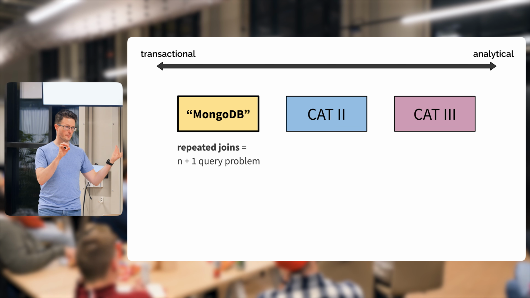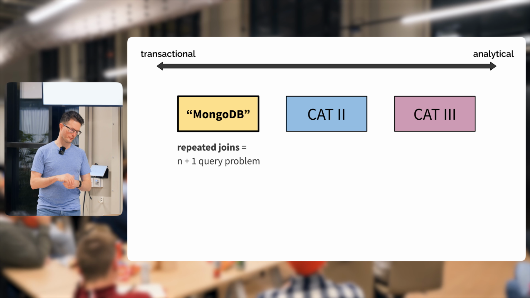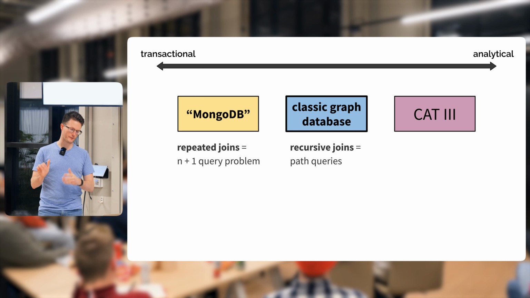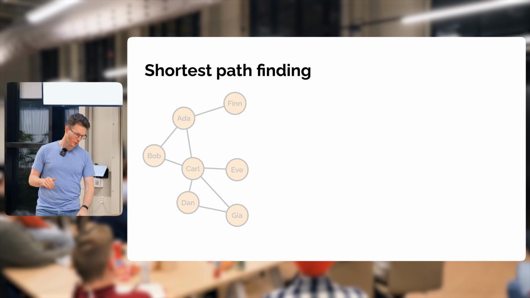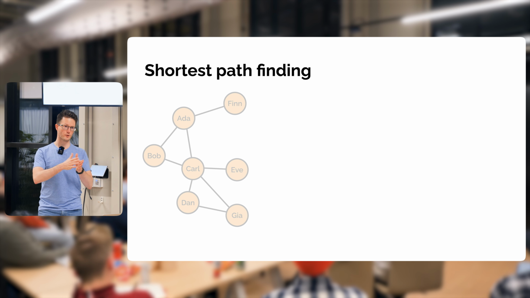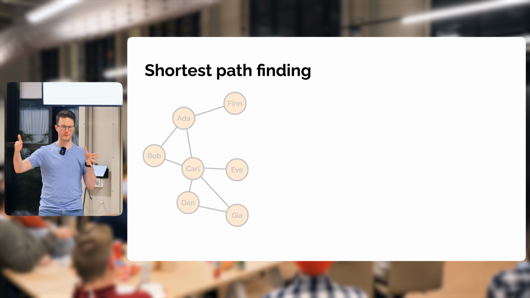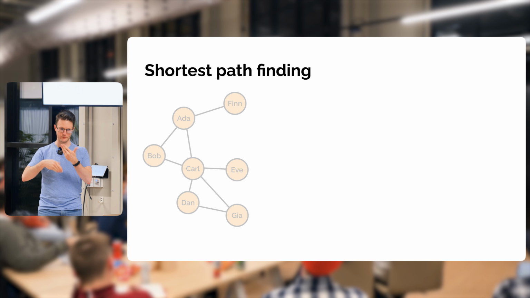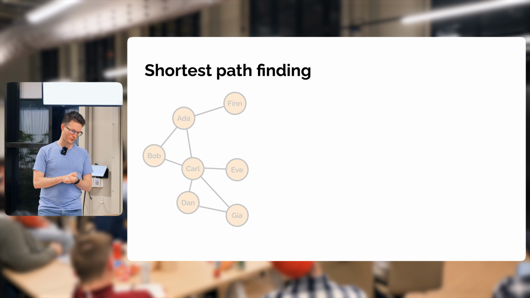And if you want to put a label on it, I think this is like the MongoDB of graph databases. Now, the second category is what I call classic graph databases, and these solve the problem of recursive joins. What is a recursive join? A recursive join is where you don't know how many joins you do exactly, but you define a fixed point criterion, and then you run the join until you reach that fixed point.